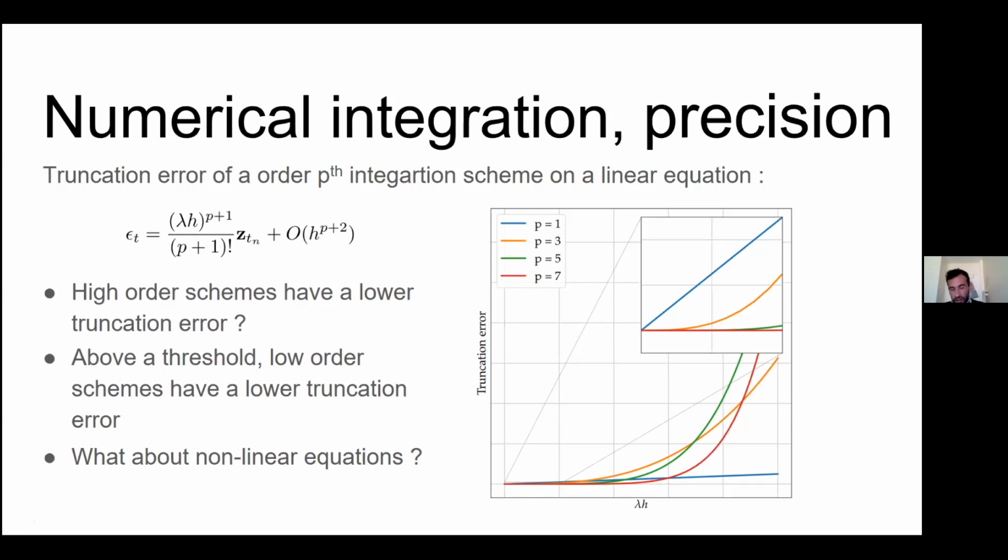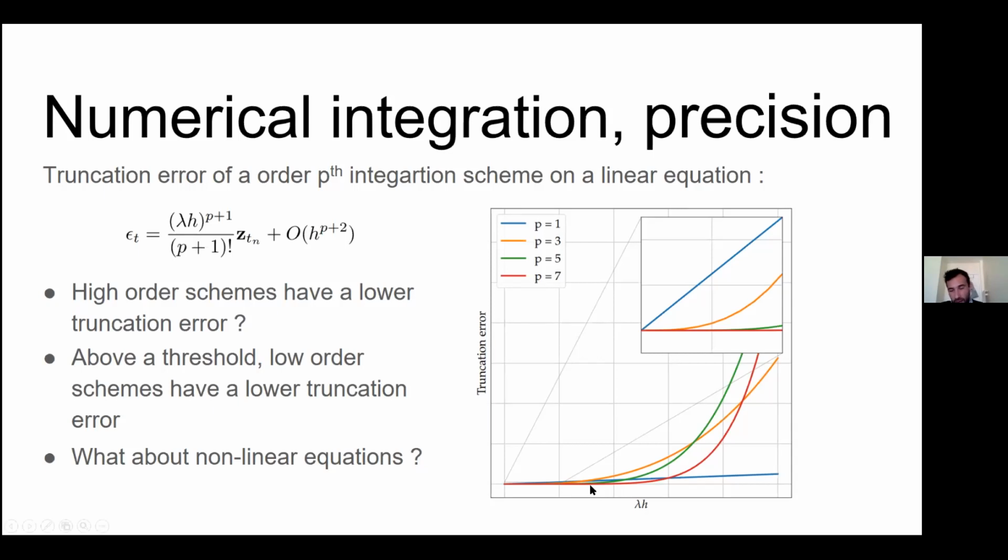the integration time step, when this value is small enough, high order integration schemes, as can be seen in the zoom here, tend to have a much lower truncation error than low order ones, right? And this is kind of expected because high order integration schemes match the true Taylor expansion longer.